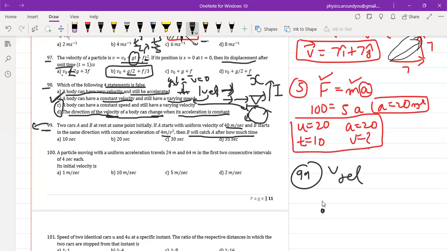So I will check A and B like this. A is initially at rest and B is initially at rest. If A starts moving with a uniform velocity of 40 meter per second, and B starts in the same direction with a constant acceleration of 4 meter per second square, then B will catch A after how much time, right?